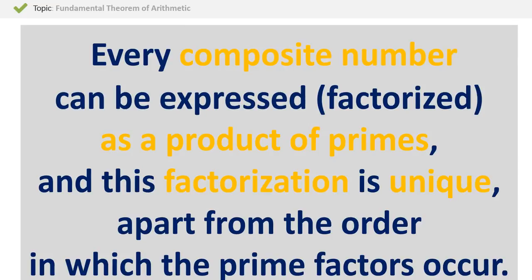Now let's try to understand what the fundamental theorem of arithmetic says. It says that every composite number can be expressed or factorized as a product of primes, and this factorization is unique apart from the order in which the prime factors occur. So basically every number can be expressed as a product of prime numbers raised to some power, and these prime numbers are going to be unique.